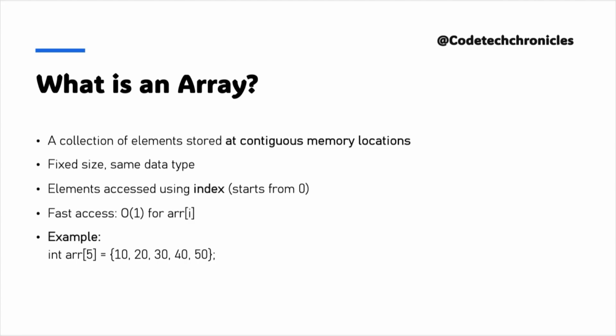Here's a real-world analogy. Think of an array as seats in a theater. Each seat is numbered, and you can quickly find the fifth seat just by checking the label. That's O(1) access time. For example, an int array of length 5 with elements 10, 20, 30, and 50.